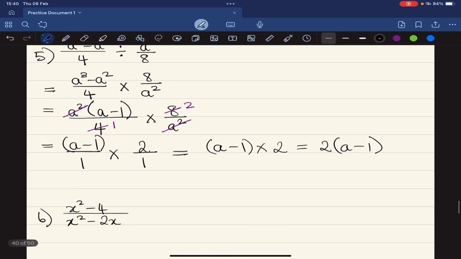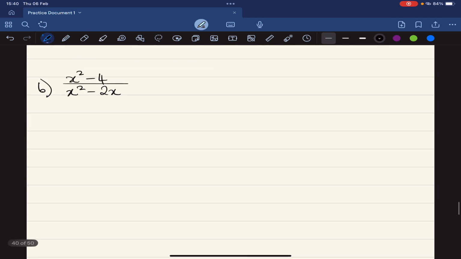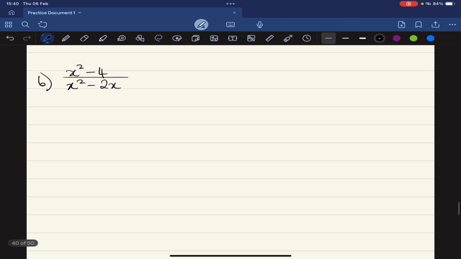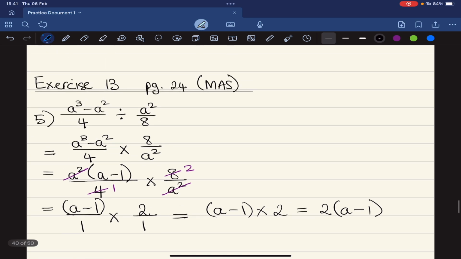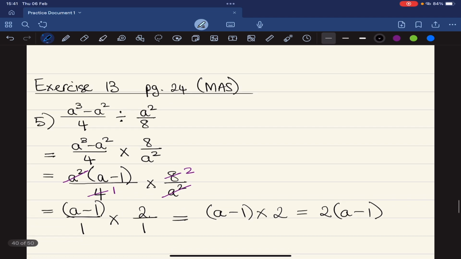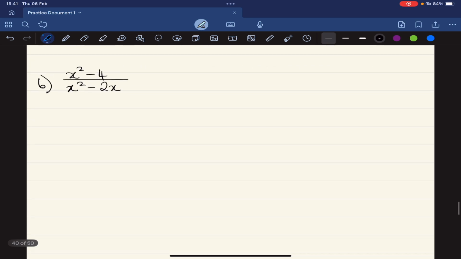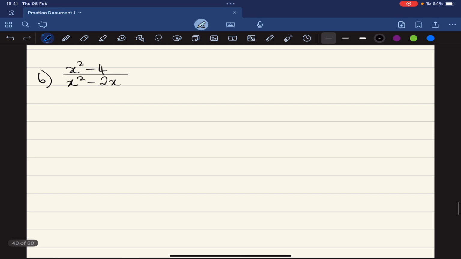And that is my final answer. Now I'll move to number 6. Number 6, we have x squared minus 4 over x squared minus 2x. Remember, this is from exercise 13, page 24 in the Mind Action Series notes. So we are now at number 6 of exercise 13.